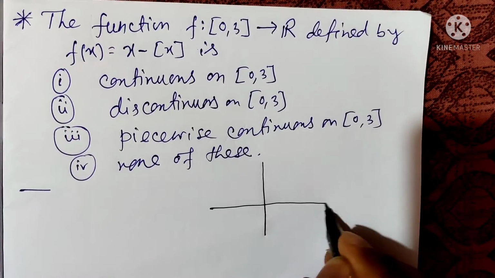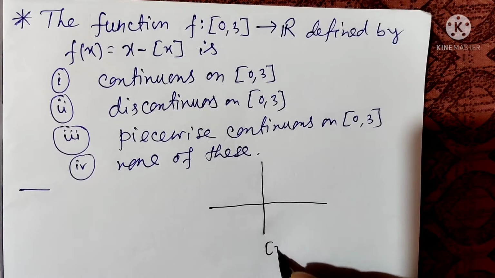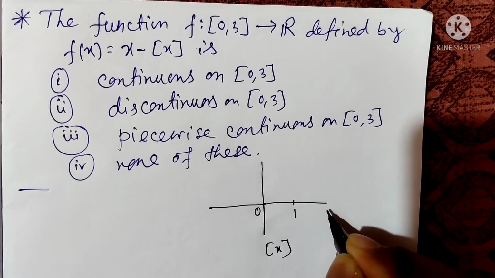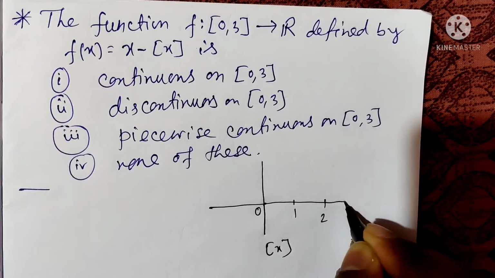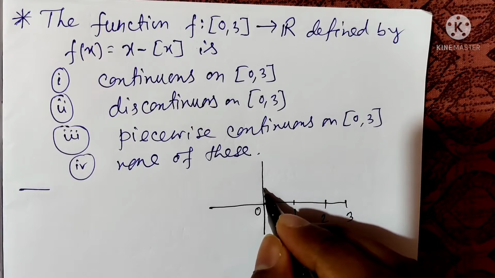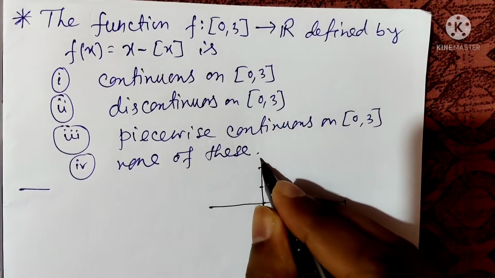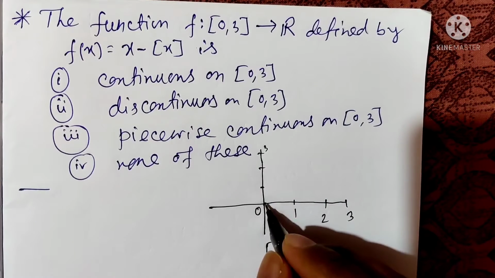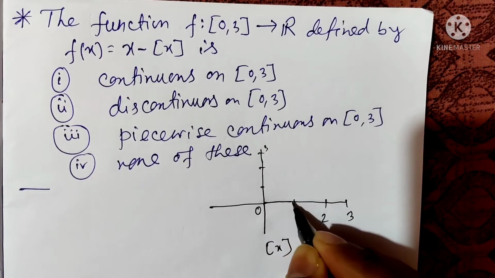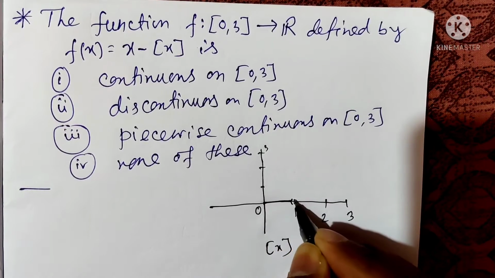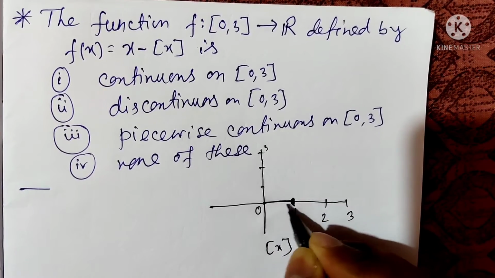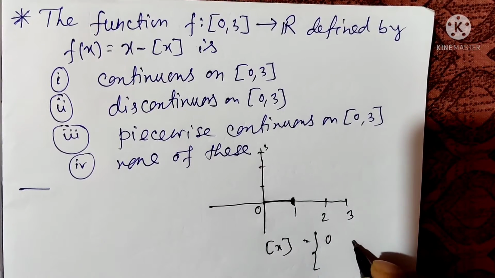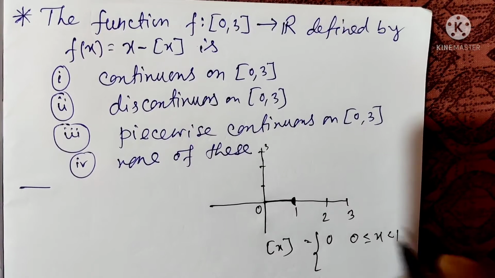First draw the box function, floor of x. Okay, this 0 to 1, this 2, and this 3. This 1, this 2, and this 3. So floor of x from 0 to 1 is 0, because it cannot take 1, for 0 less than or equal to x less than 1.